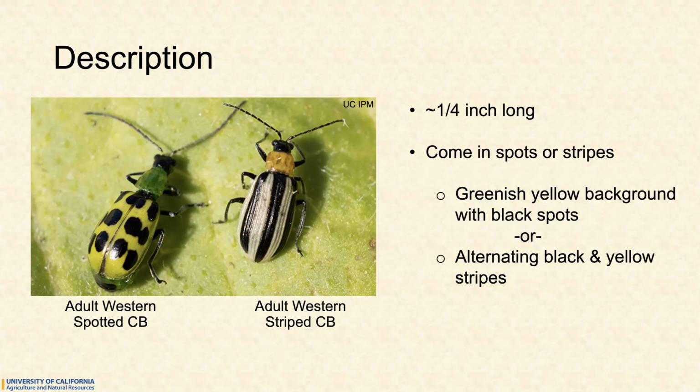They come in spots or stripes. As you can see on the left, the spotted is greenish yellow in the background, and it has these black spots. And then the striped has alternating black and yellow stripes.